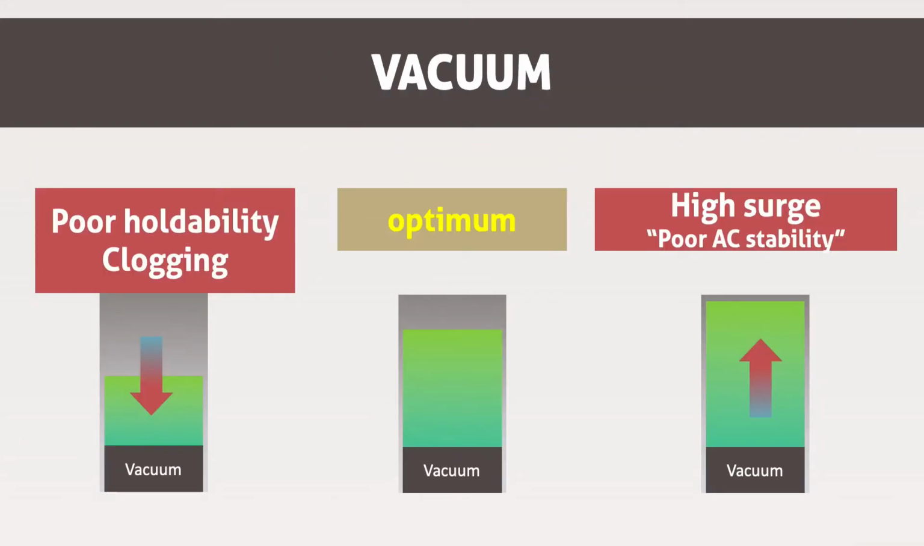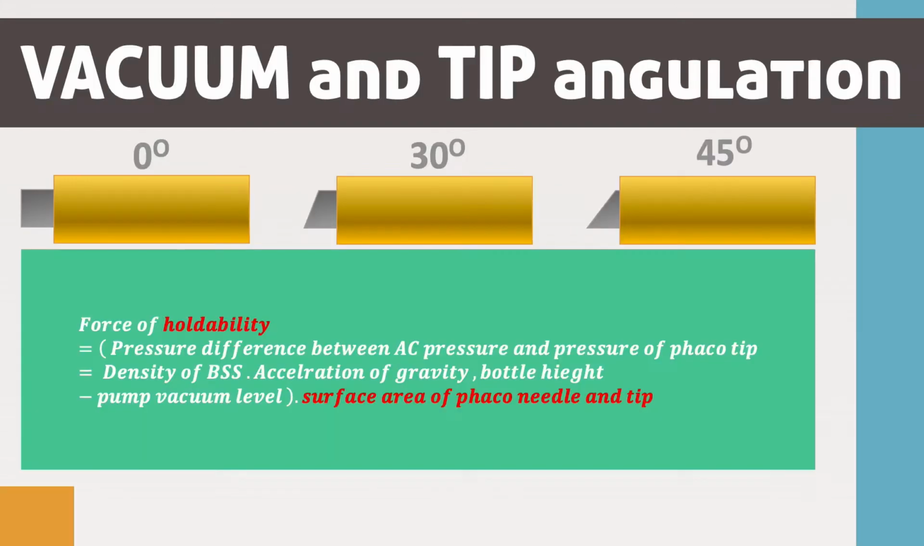So if the vacuum is low, the surgeon will face poor holdability and clogging of the phaco handpiece. And if the vacuum is more than what is needed, the post-occlusion surge will be encountered. The vacuum level should also be tailored based on the phaco tip angulation.